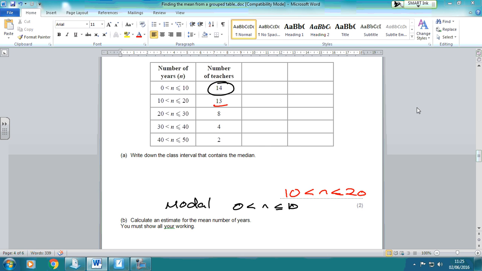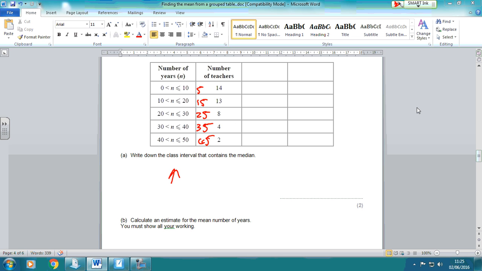Okay, but this video isn't about modal or the median. It's just useful to do some revision like that. This video is all about estimating the mean. So step 1, midpoint. So 5, 15, 25, 35, 45. You then multiply them.